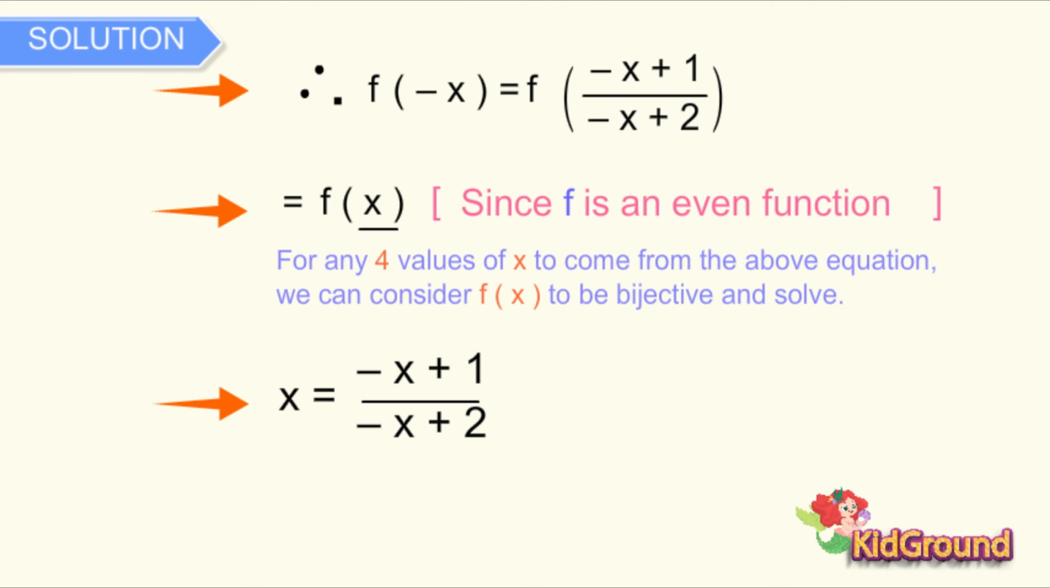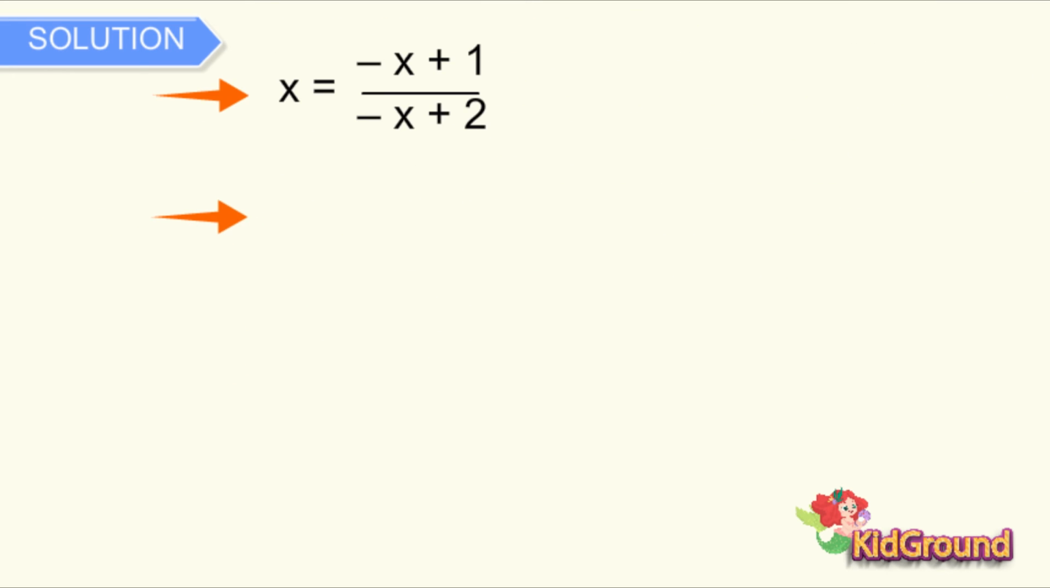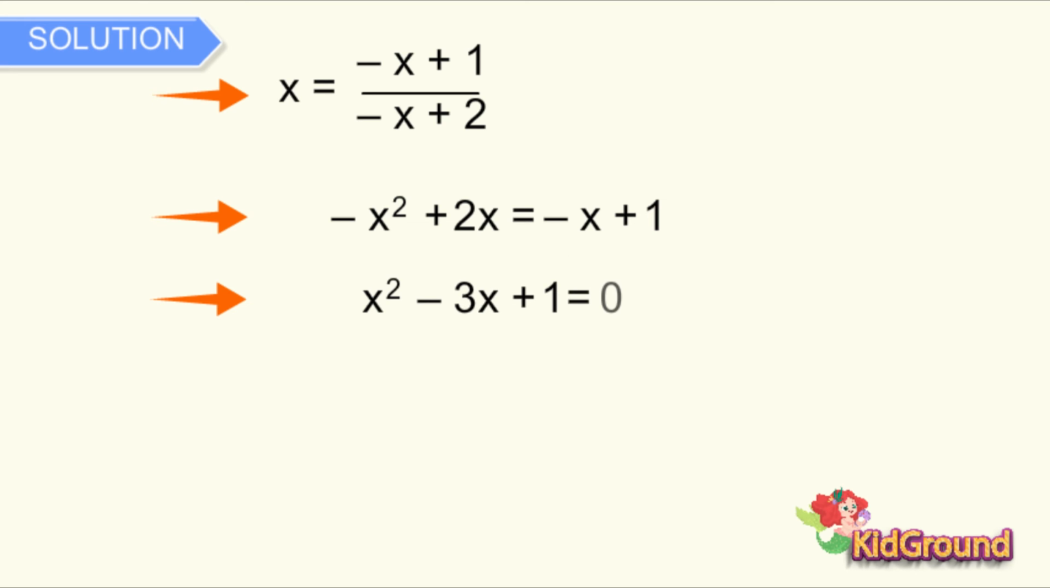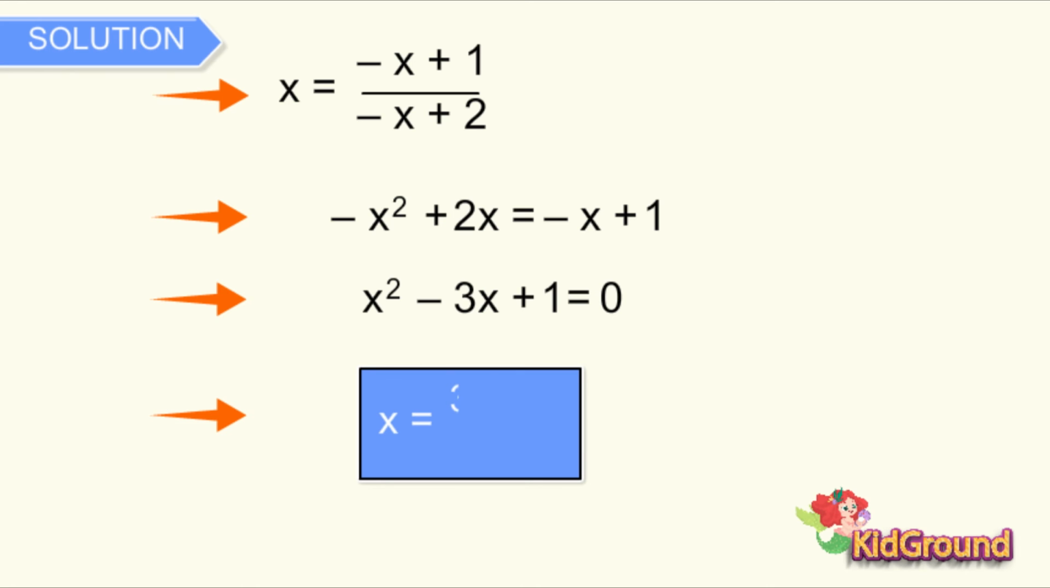We get x equal to (-x+1)/(-x+2), which on simplification we get x squared minus 3x plus 1 equal to 0. On solving, we get two values of x as (3 plus minus root 5) whole divided by 2.